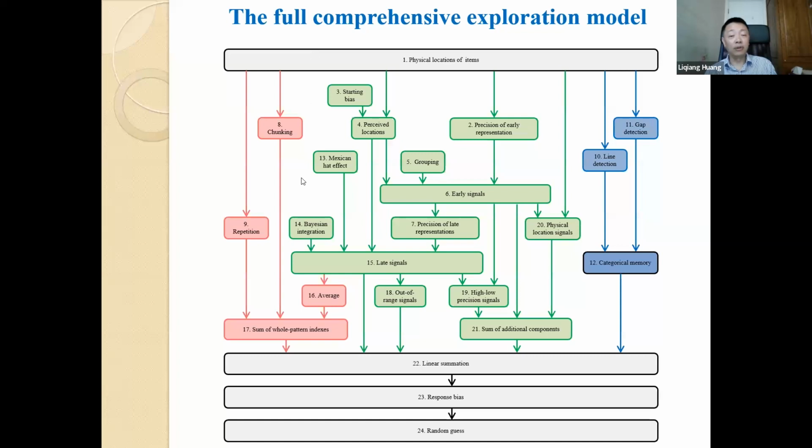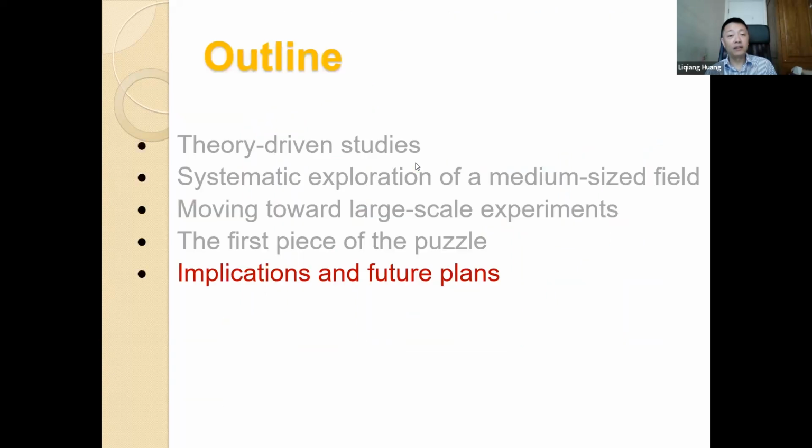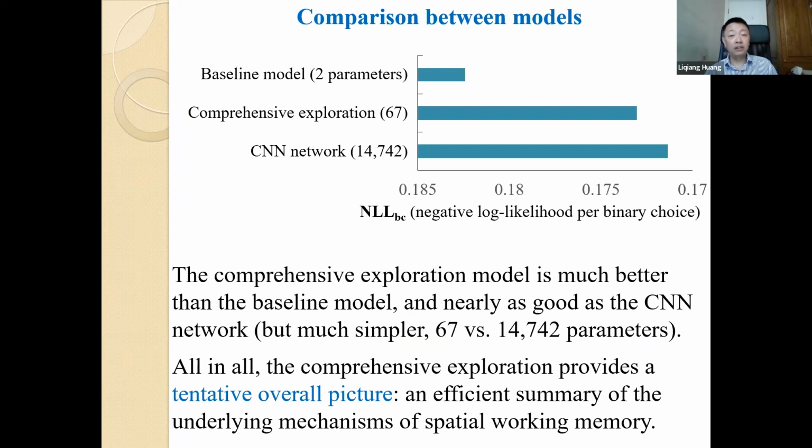So combining all those together and adding a few other less important mechanisms, I have this full comprehensive exploration model. And so this is the structure of this model. Okay, in the rest of the talk, I want to discuss implications and a bit of the future directions of this large scale experiments. So first, people always ask, why this model? What's the advantage of it?